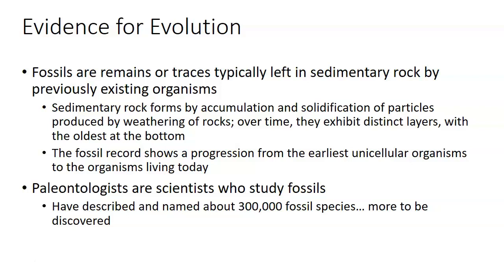Okay, so again, if we take a look at the sedimentary rock that scientists have been looking at over the years, what we find is, as long as it hasn't been disrupted, a progression from the earliest unicellular organisms towards the bottom to the organisms on top, which would be the most current living organisms, those that would be living today. Scientists who are responsible for this work, studying fossils and making sense of them, are called paleontologists. And they have named to date about 300,000 fossil species, and more fossils are being discovered every day.